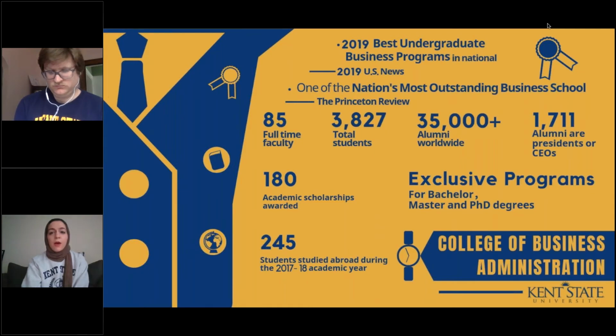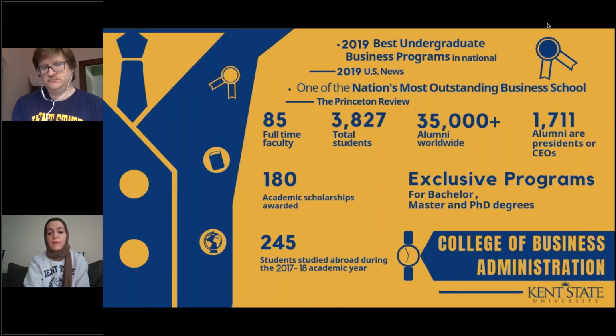And now I'm going to be talking about one of the biggest colleges at Kent State, which is our College of Business Administration. This was known as one of the best undergraduate business programs. We were ranked as one of the best national ones and one of the most outstanding business schools by the Princeton Review. We have over 85 full-time faculty, which is a lot for one college. We have 3,827 students. So again, this is one of the largest colleges on Kent's campus.